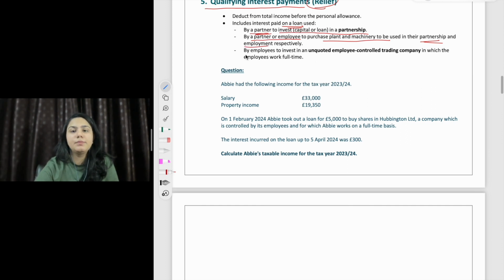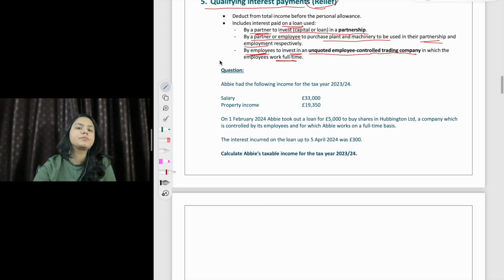And lastly, a loan taken by employees to invest in an unquoted employee controlled trading company in which the employee is a full-time worker. What is an unquoted employee controlled trading company? An employee controlled trading company is one that is controlled and managed by all of its employees, and they share the profits respectively. Unquoted means that it is not listed on the stock exchange. The shares of these companies are not publicly traded.